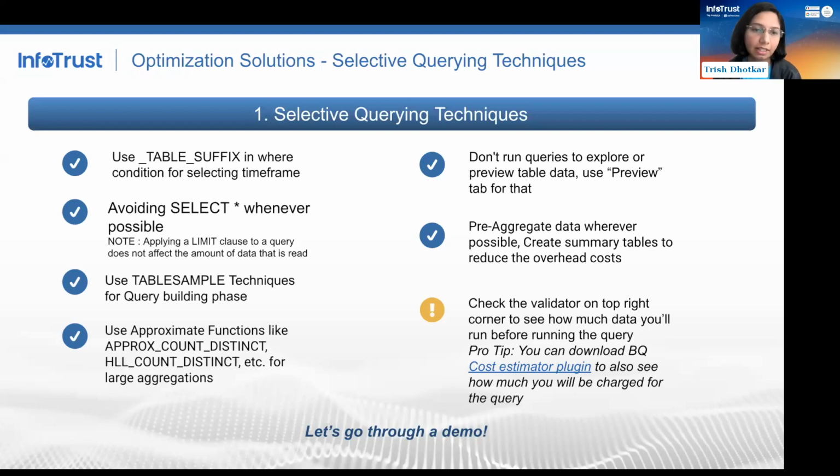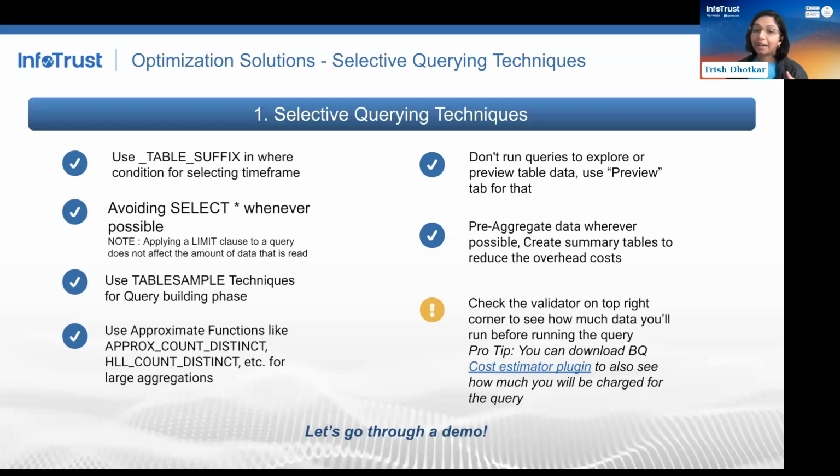There are also table sample techniques, which are pretty useful. If you're in the development phase, you don't want to have the entire table being read, you just want to see how the data looks. In your queries, you can use table sample. You can also use approximate functions like approx count distinct if you have very large tables and you're doing large aggregations. Also, if you want to just preview the data, there is a tab for you to see all the data in there. You don't have to run queries to explore and preview your data.